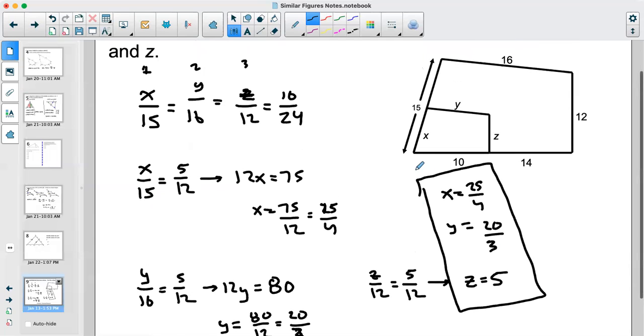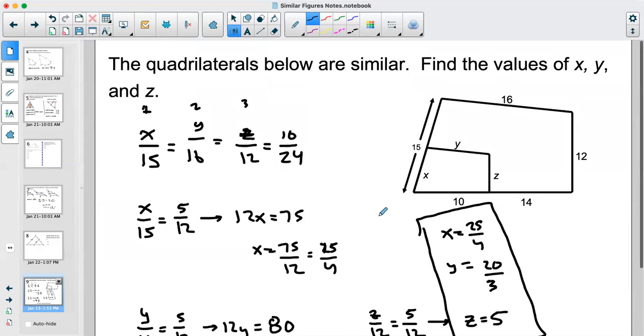It feels good. I expect this one to be the biggest, and it is, but not by much. Yeah, this is 6 1/4, not 6 2/3. So anyways, the point here was just to write the similarity statements with the sides, which we did. We had to assume which sides were corresponding, but I feel safe assuming that I did that right.